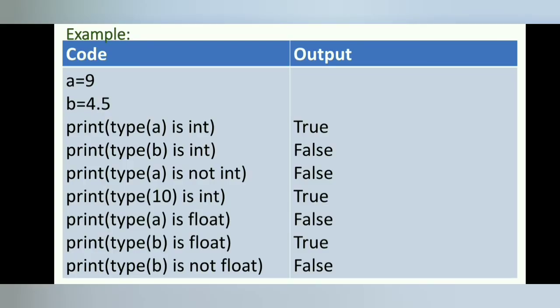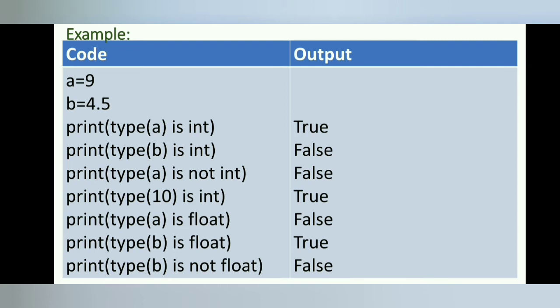Example: open the Python IDE or any text editor, type this code and run it. We can also run this code on the Python terminal. In this Python code, 9 is assigned to a, 4.5, a floating point number, is assigned to b. Print type a is int, the output will be true. Print type b is int, the output will be false.